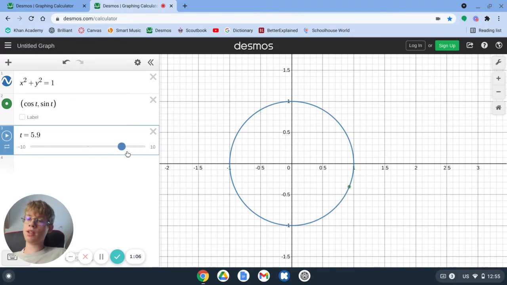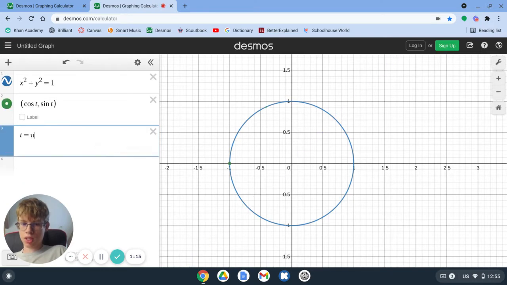So what's going on here is t is actually the angle, right? So in this case, it's in radians. So let's go to like pi radians, right? In which case, we'd be exactly halfway around the circle. And in this case, cosine of pi is -1, sine of pi is 0, so then the point goes to -1, 0, right? But let's keep t moving around.